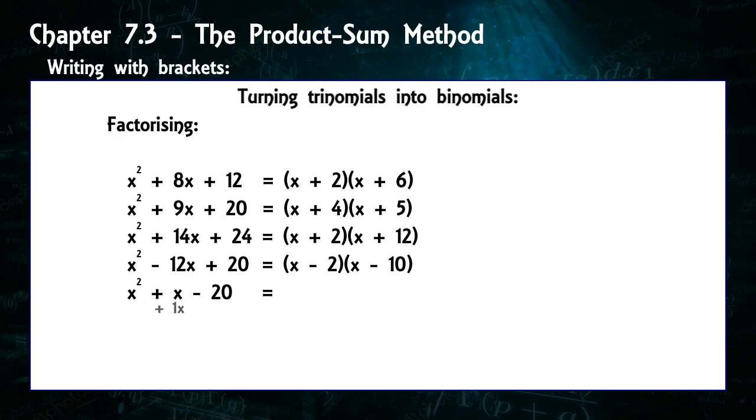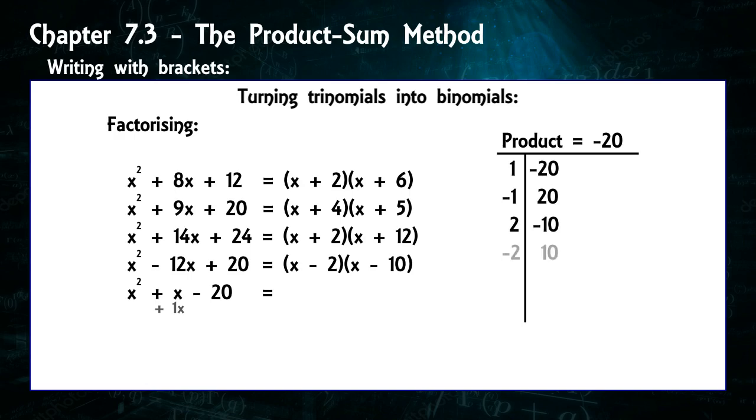If you have trouble figuring out which numbers are correct, you can make use of a cheat table. A cheat table is a small table with every possible combination of the product number, so in our case minus 20. We can make minus 20 with 1 times minus 20, minus 1 times 20, 2 times minus 10, minus 2 times 10, 4 times minus 5, and minus 4 times 5. We won't be using decimal numbers in this chapter, so you don't have to write down things like 0.5 times minus 40.